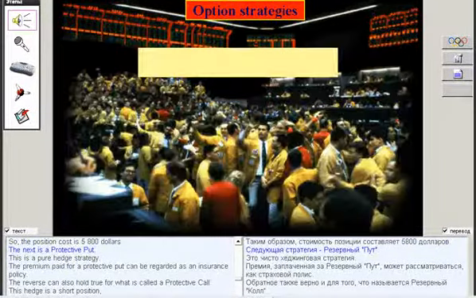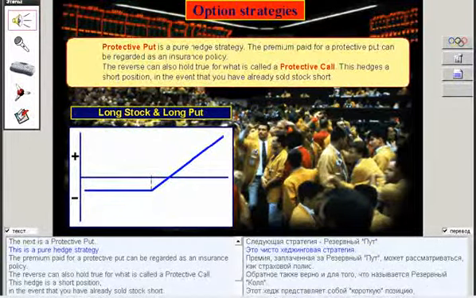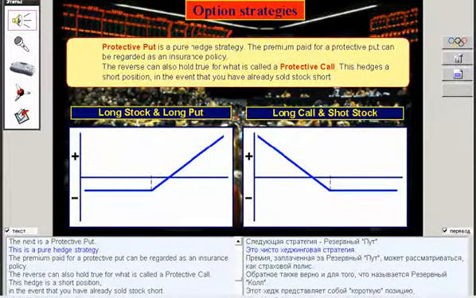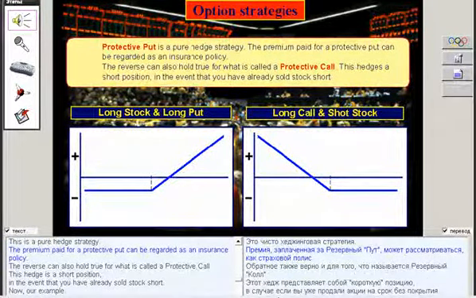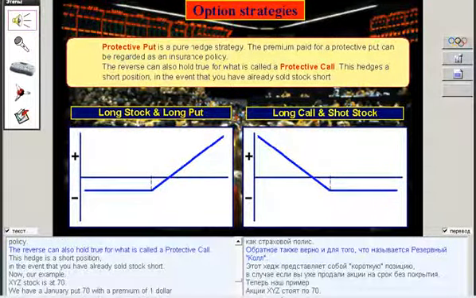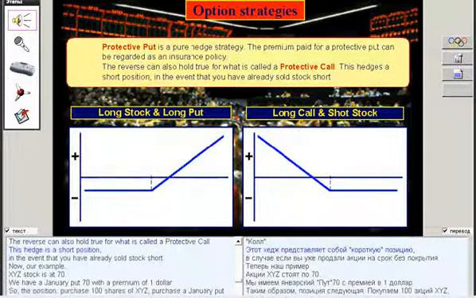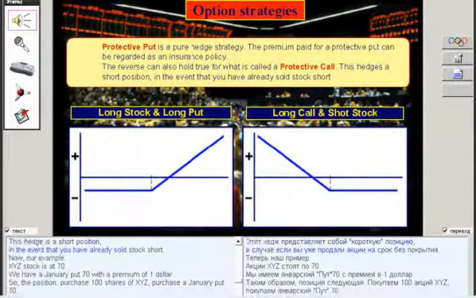The next is a protective put. This is a pure hedge strategy. The premium paid for a protective put can be regarded as an insurance policy. The reverse can also hold true for what is called a protective call. This hedges a short position in the event that you have already sold stock short.